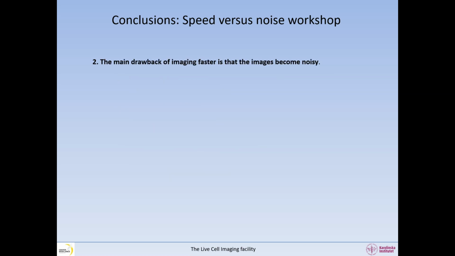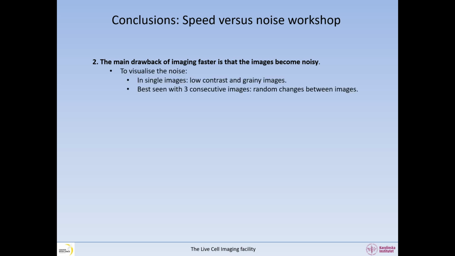The main drawback with imaging fast is that the images become noisy. To visualize the noise in a single image, one looks at whether there is high contrast, and because the contrast goes down when the images become noisy, we can also sometimes see that the image becomes grainy. But it's a little bit difficult to estimate the noise with single images. It is much easier to see the noise when taking 3 consecutive images at fast speed, one after the next. And then when I play through the 3 images, the random changes that happen between the images are the noise.